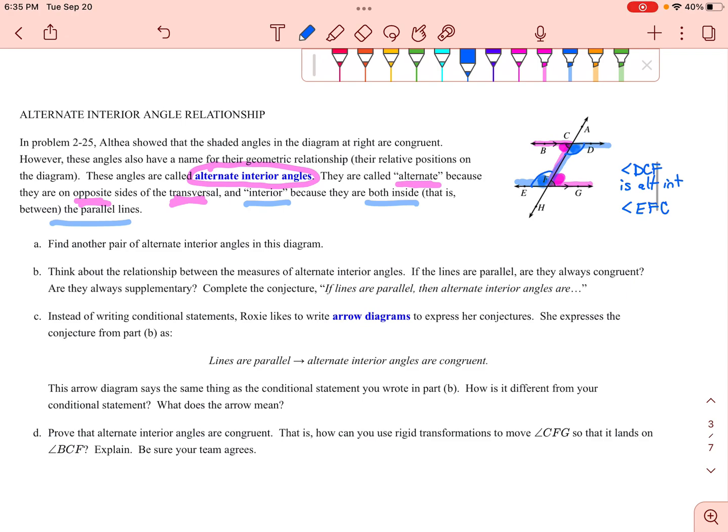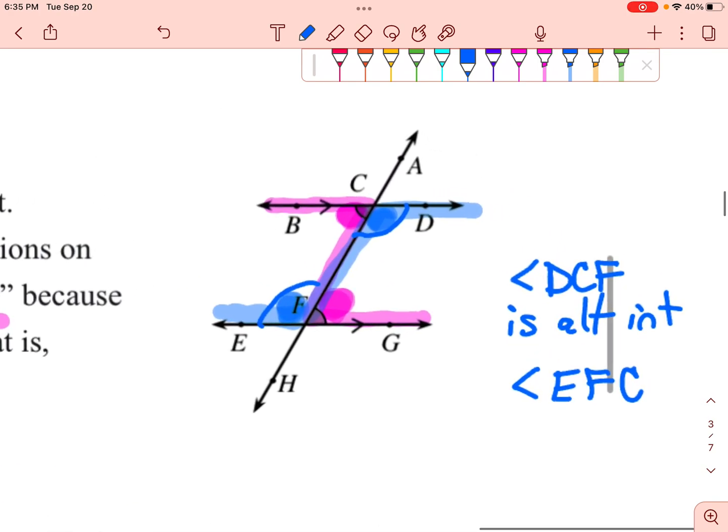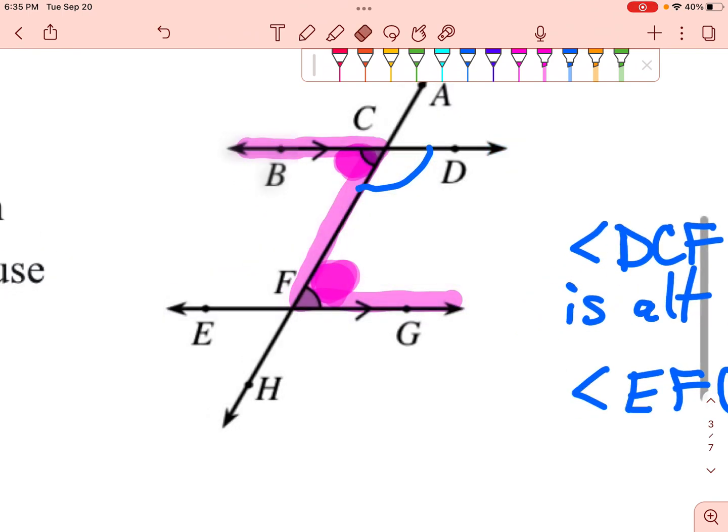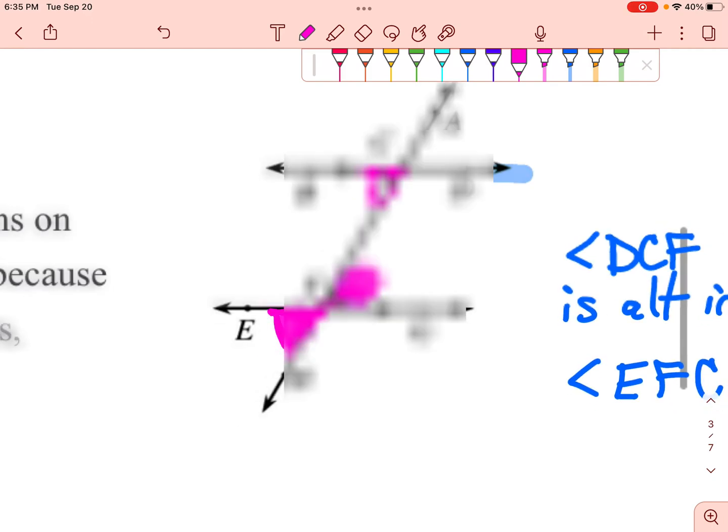Think about the relationship. So if lines are parallel, what do we know about these angles? And I'm just going to work with the pink ones for you guys really quick. So what do we know about these alternate interior angles? Because these lines are parallel, right, I can technically take this angle right here and slide it down my transversal. And those would have to be equal because we know corresponding angles are equal. And then because these are vertical, those have to be equal. So this is almost like a shortcut. Instead of sliding it down and then looking at the vertical angles, you can jump straight to, hey, these are alternate interior angles.